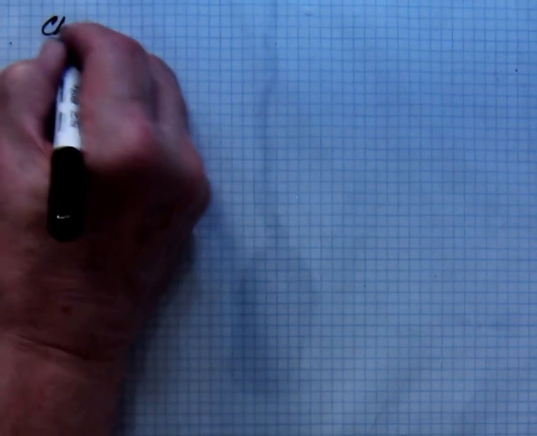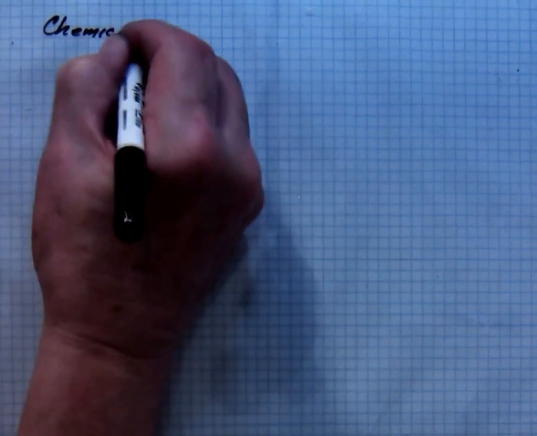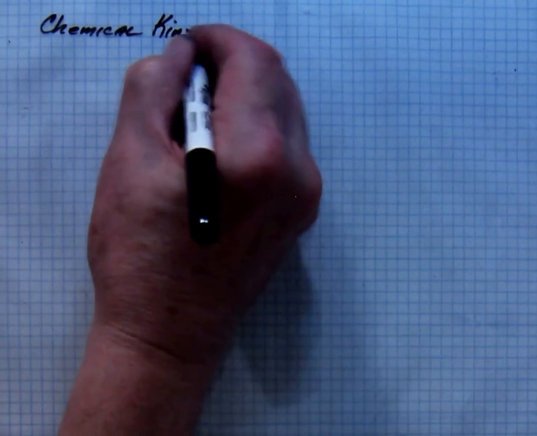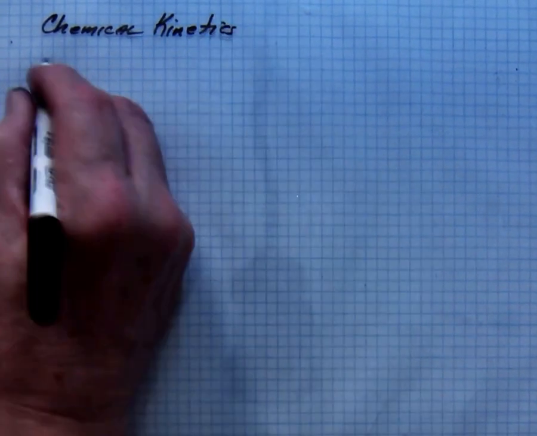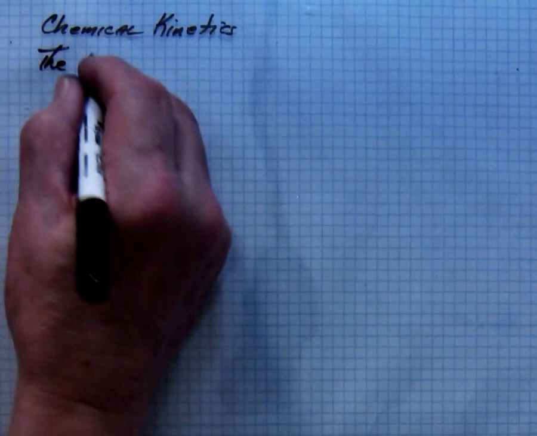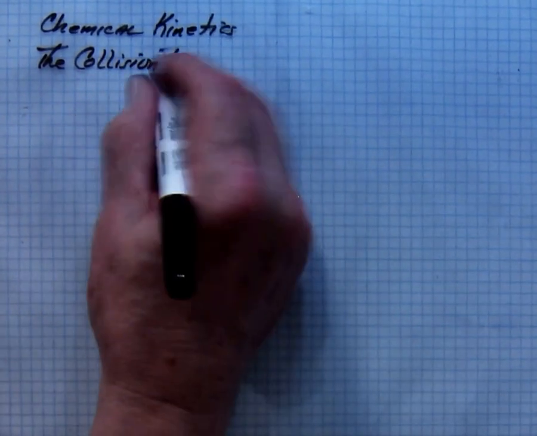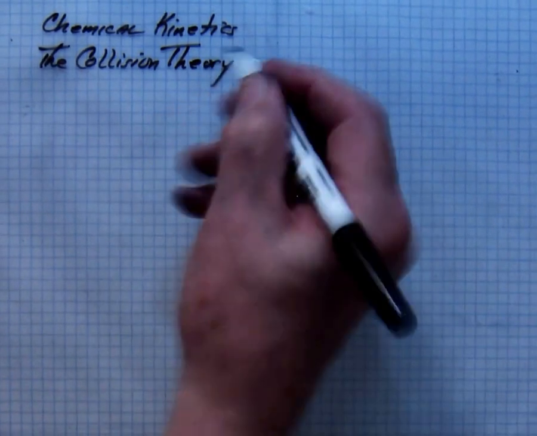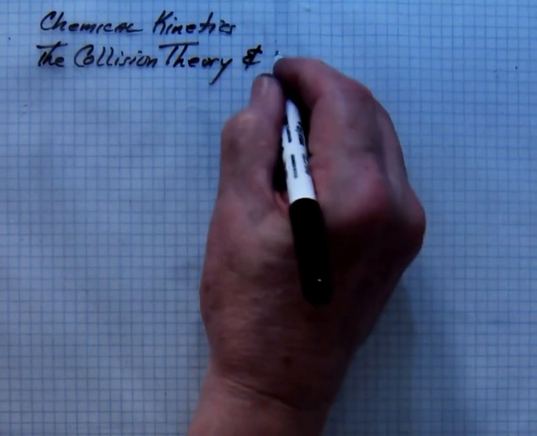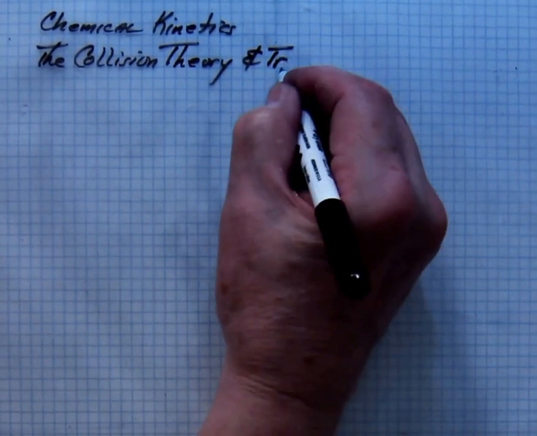Okay, this section deals with chemical kinetics as it applies to the collision theory and transition state diagrams.